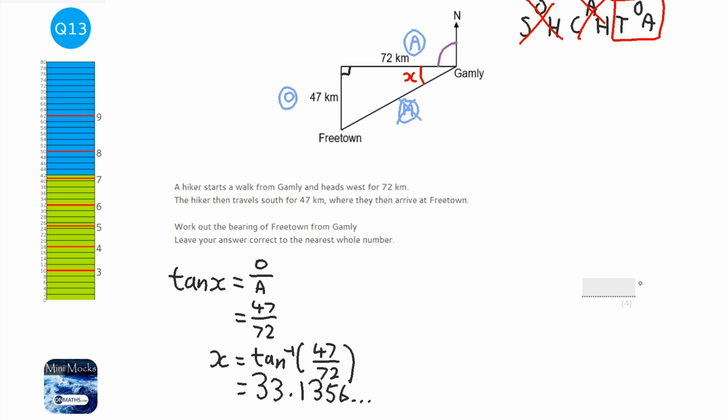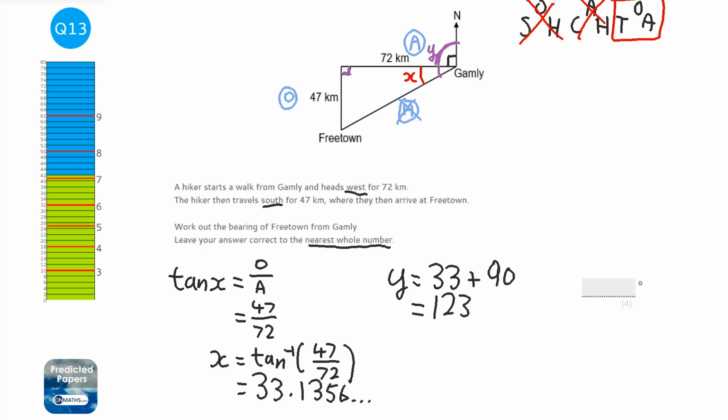What we can do is work out what this one is, and I'm going to call that y. To work out what y is, it's going to be 33.1. Well, we're looking for the nearest whole number, so let's call that 33. And then we're going to add the right angle here. The reason I know this is a right angle is because it says that he heads west and then south. So I know that both the angle here and the angle here are going to be right angles, because all four directions, north, east, south and west, are right angles apart. So I'm going to add 90. You can do this in the calculator, or you can do it in your head. I'm going to do it on the calculator.